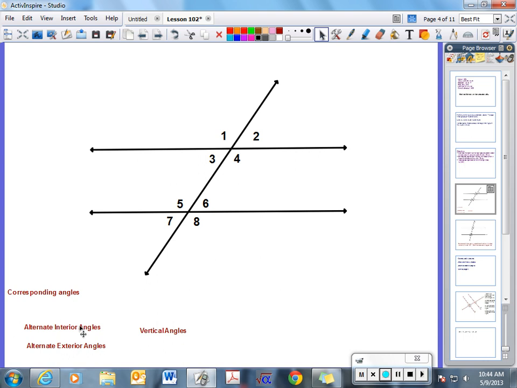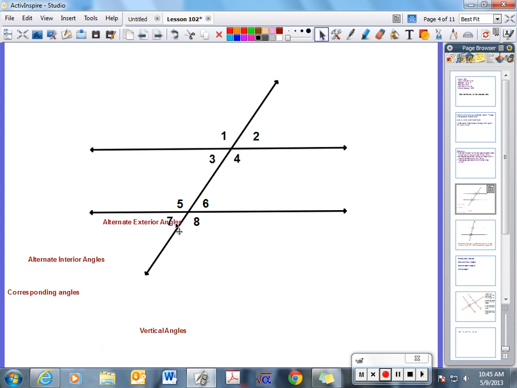Alright, now we've got alternate interior angles. Interior means that it has to be somewhere between these 2 parallel lines. So all of our interior angles are 3, 4, 5, and 6. Alternate just means that they are on the opposite side of the transversal and that they are in the other set of angles. So if I'm looking at 4, the alternate interior to 4 would be angle 5. And if I were at angle 6, the alternate interior would be crossing the transversal up to the top here, and it's angle 3.